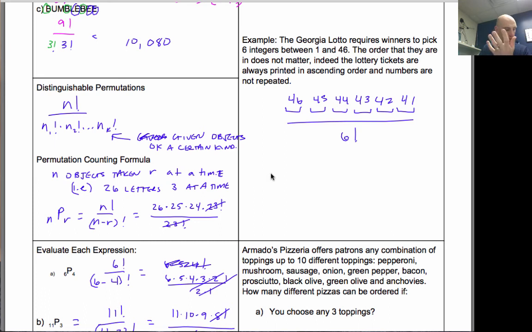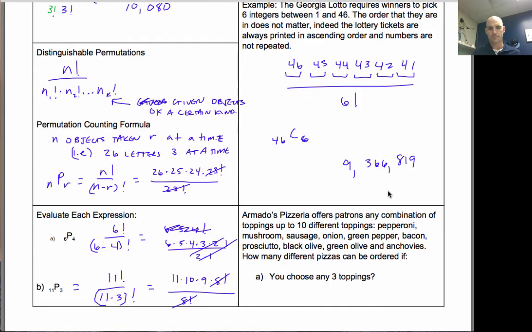And so another way to think of this, if you're a formulas person, you might say I've got 46 and I'm going to choose 6 of them. Okay? And that would be 9,366,819. I've always thought to myself, why wouldn't I just buy every lotto ticket? Well, I got to evaluate, is the winning going to be worth it, right? Okay.